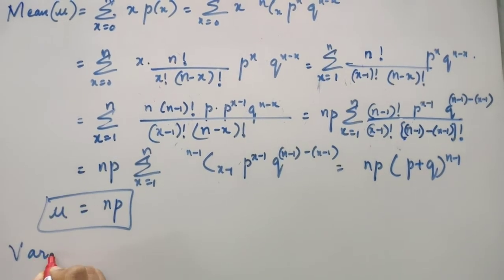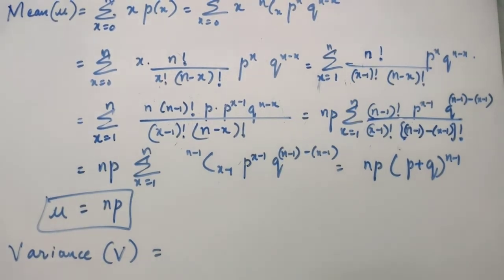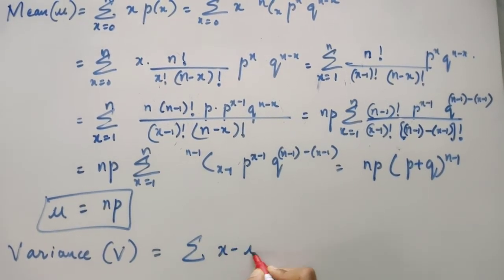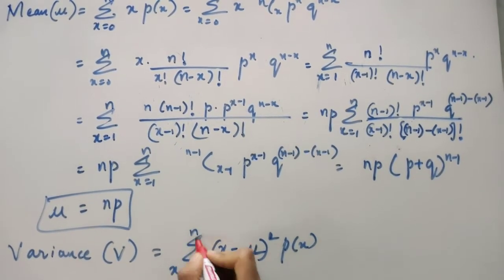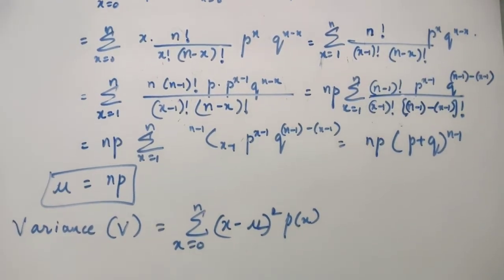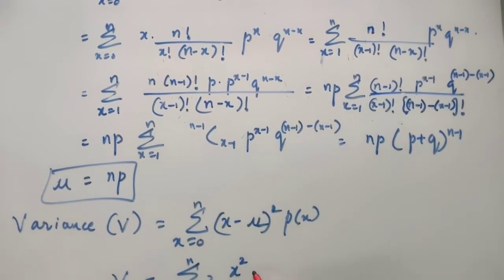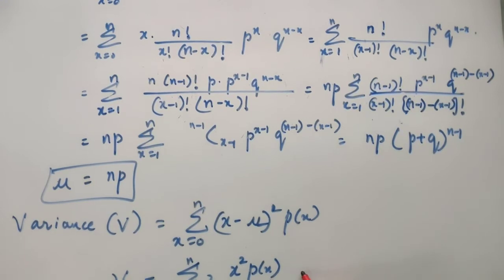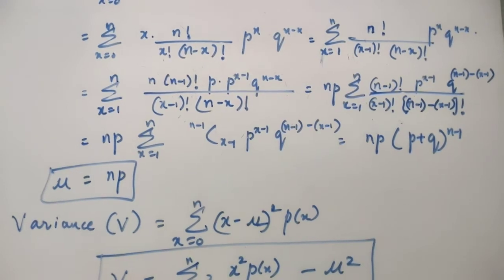Variance v is equal to, I have given you one formula, that is summation of x minus mu whole square into p of x, x going from 0 to n. But I am not going to use this formula for evaluating my variance. I will instead use this formula, because it goes easy with the derivation. So x going from 0 to n, x square into p of x minus mu square. We'll use this formula for variance evaluation.